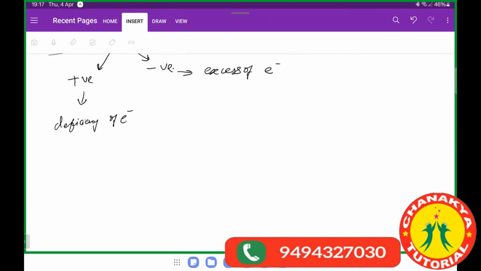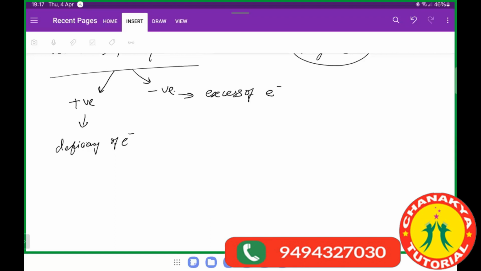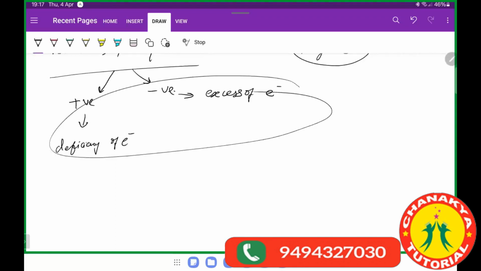So that means overall, some are positive, some are negative. That is what a neutral charge is, where everything equals 0. The sum of all positive equals the sum of all negative, they are equal. So if we add both, it will become 0.